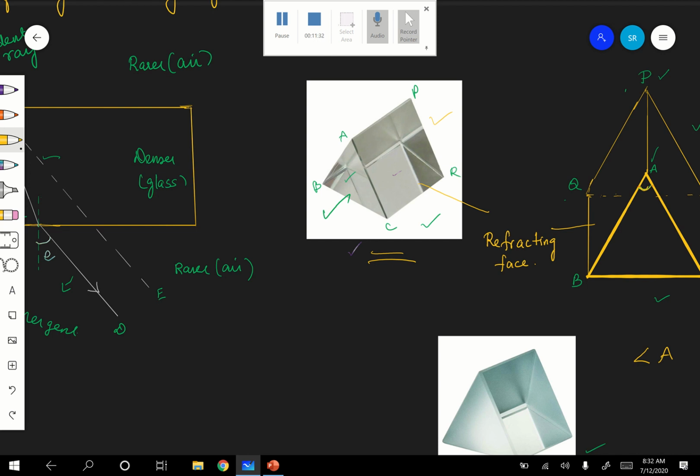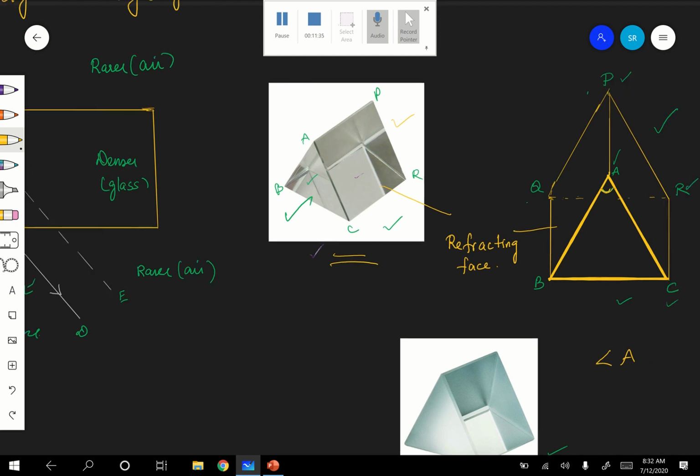Therefore, the section ABC of the prism is made by a plane at right angles to the refracting edges of the prism. That is what is called the principal section of the prism, ABC. Are you following? Is it clear?